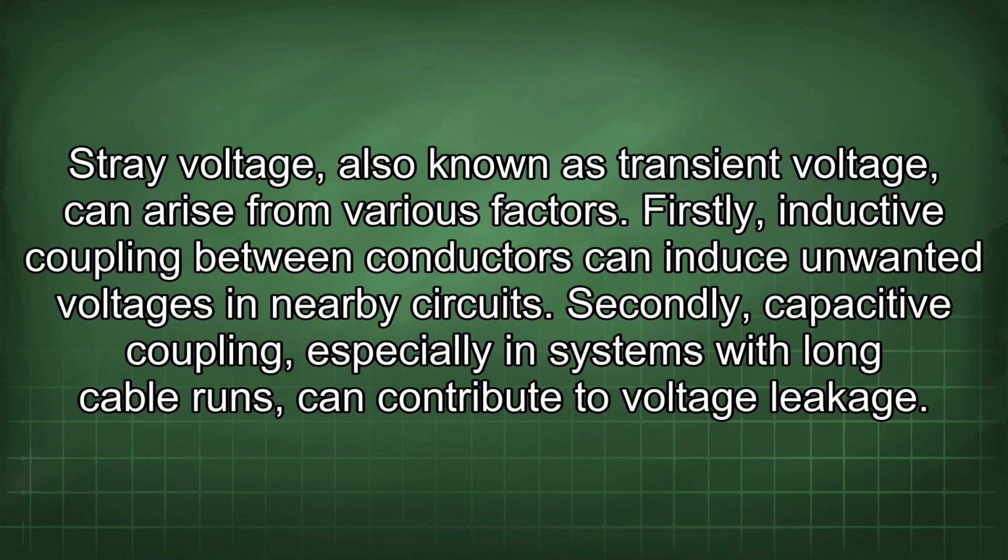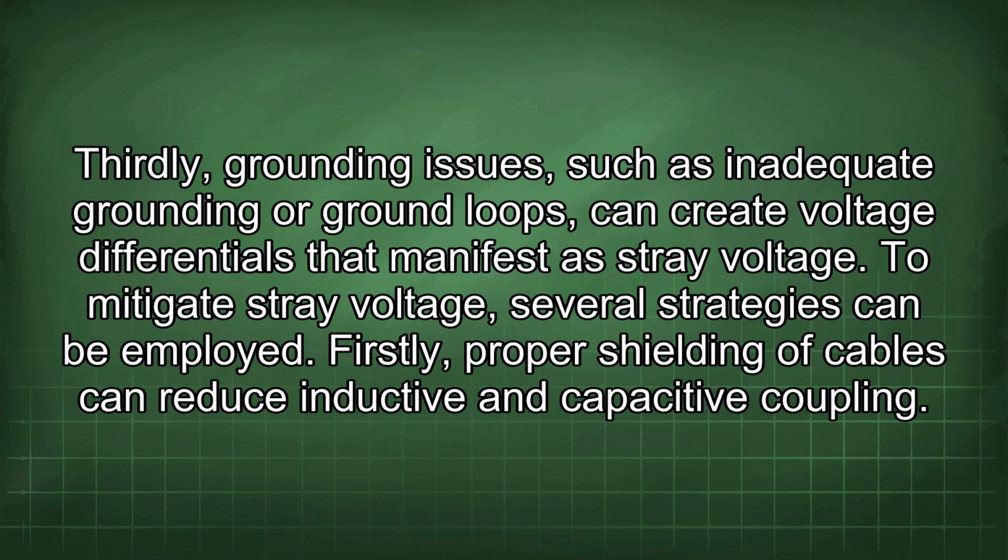Stray voltage, also known as transient voltage, can arise from various factors. Firstly, inductive coupling between conductors can induce unwanted voltages in nearby circuits. Secondly, capacitive coupling, especially in systems with long cable runs, can contribute to voltage leakage. Thirdly, grounding issues, such as inadequate grounding or ground loops, can create voltage differentials that manifest as stray voltage.